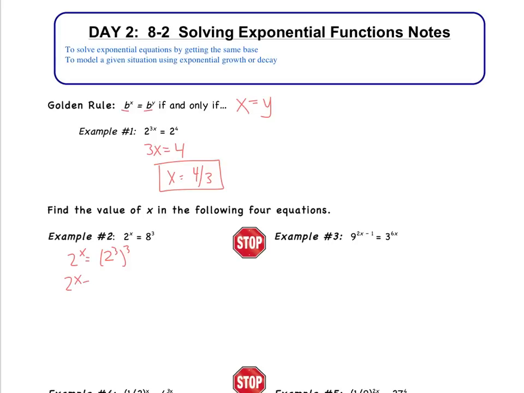So my left side stays 2 to the x. Now, on the right side, because of the properties of exponents, I'm going to multiply those 3's. So I get 2 to the 9, or 2 to the 9th power. Now, because my bases are equal, I get x equals 9.